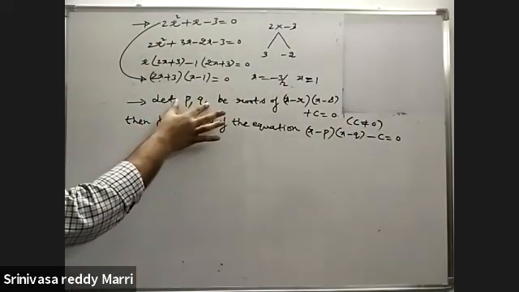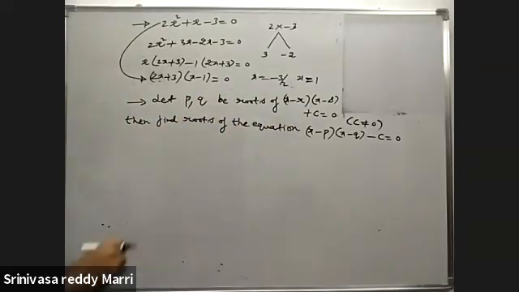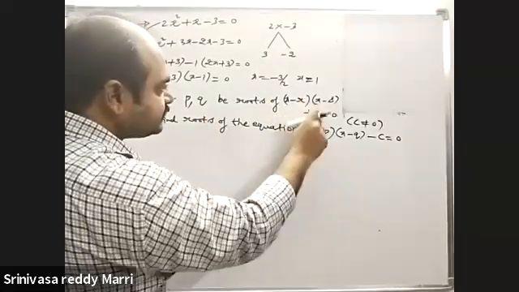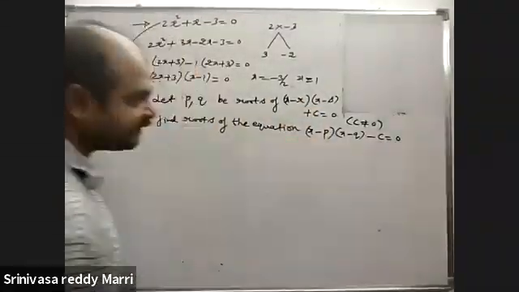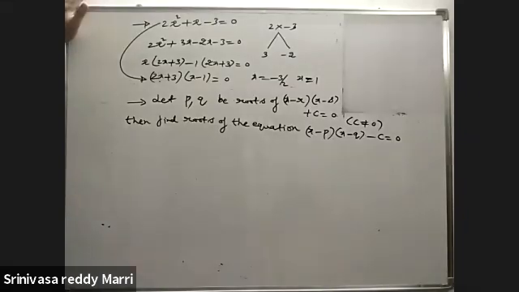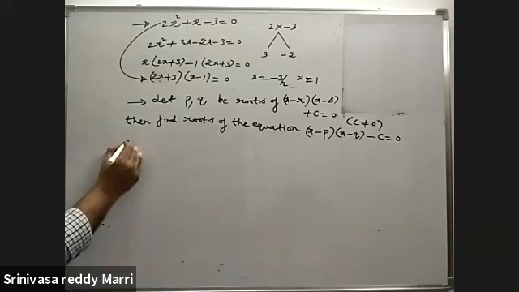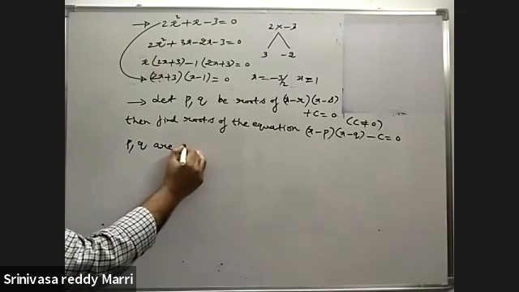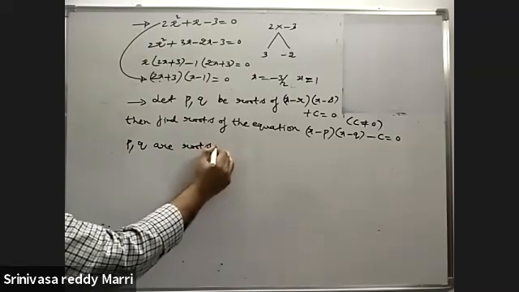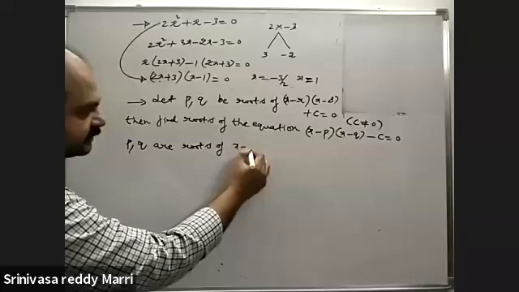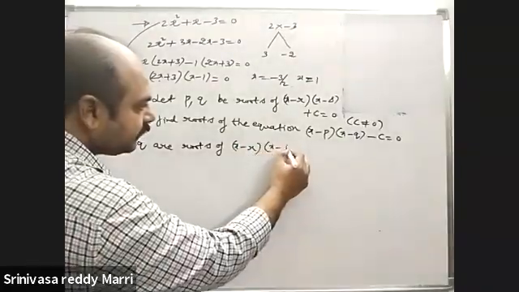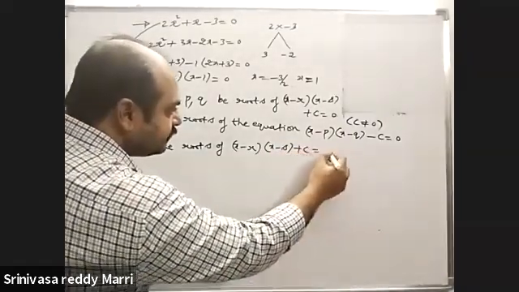Given that p, q are roots of this equation, we have to find the roots of the equation (x minus p)(x minus q) minus c equal to 0. Look at it: p, q are roots of the equation. Which equation? (x minus r)(x minus s) plus c equal to 0.